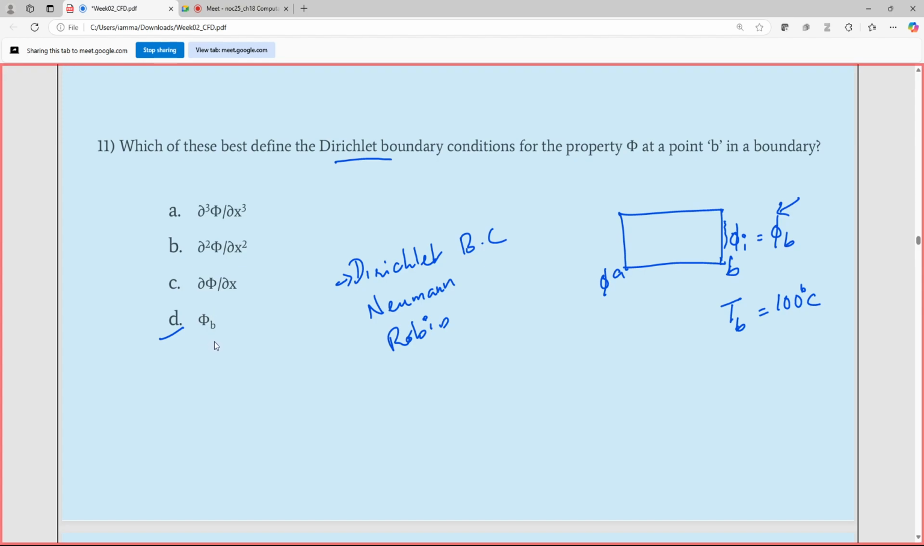Here phi with subscript B gives phi at B. That is the simple representation of Dirichlet boundary condition. Whereas in the Neumann boundary condition, we give a gradient of the property. Suppose phi is the transported property, then the gradient is dou phi by dou x. This type is called Neumann boundary condition, and it is used for insulated boundary conditions and similar cases where there is a variation in the direction of transportation. So there is Dirichlet, Neumann, and Robin. Simply, Robin is a combination of Dirichlet and Neumann boundary conditions.